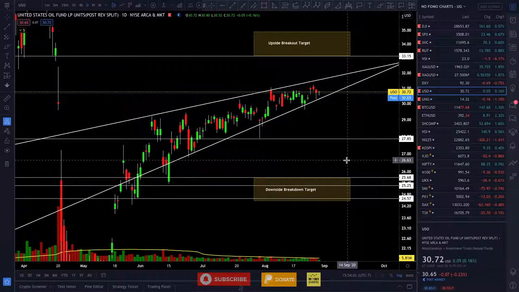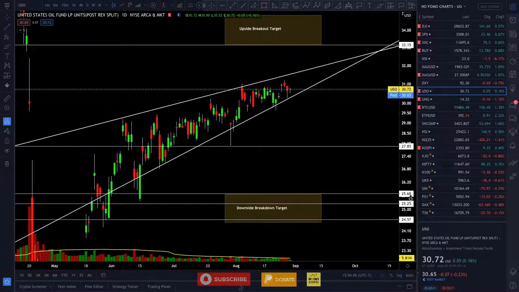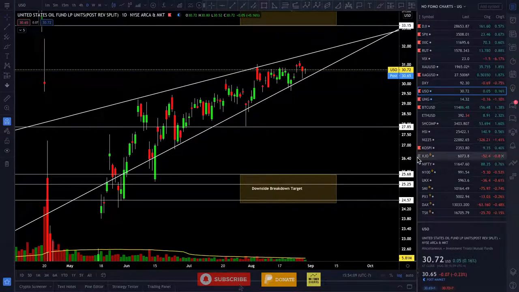How many airplanes are flying? Those are the kinds of questions, right? Like how many companies need oil? Big, big companies, industrials, right?